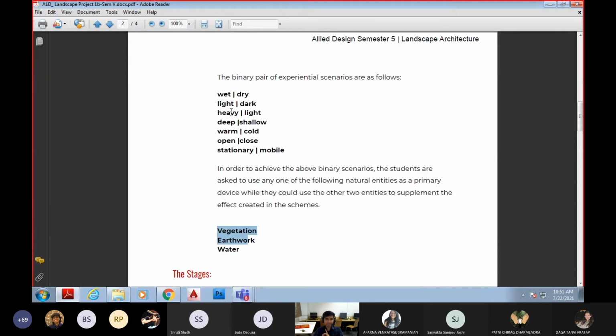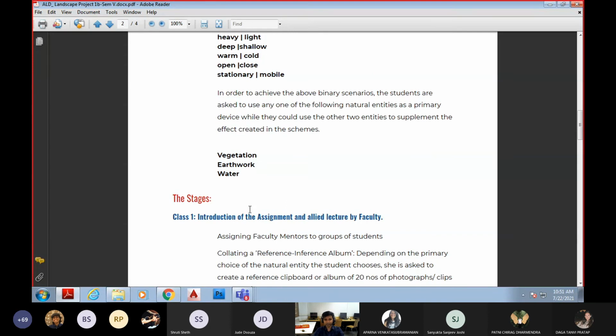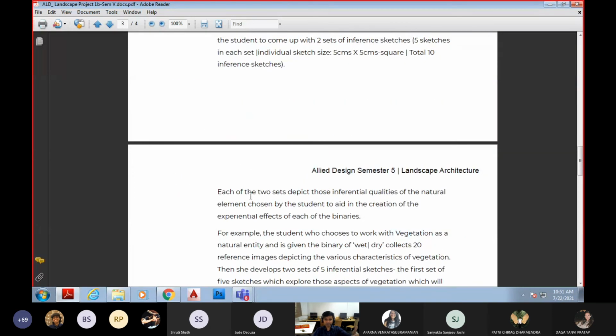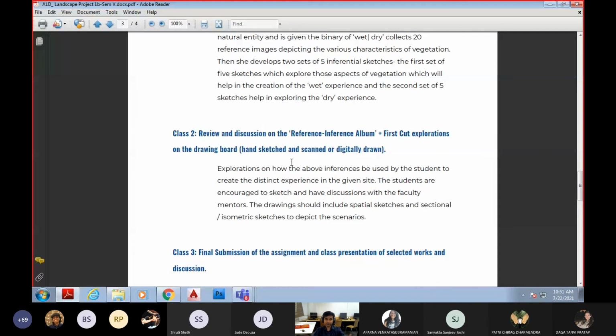And I specifically told you the reason why we are not letting you choose this is because otherwise we'll all have wet and dry with water, or deep and shallow with earthwork. I mean, that's a no-brainer. So look at it as a challenge and do it. So this is today's class. Next class, we would like to see your reference inference album and your first cut explorations. Could be hand drawn or could be digitally drawn. But come to class, show it to your faculty mentors.